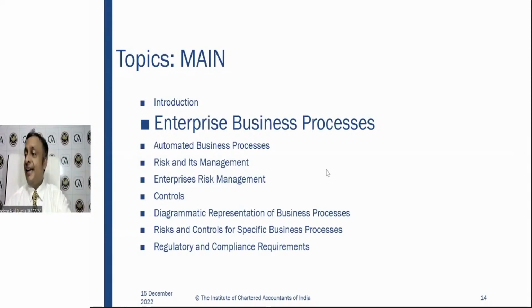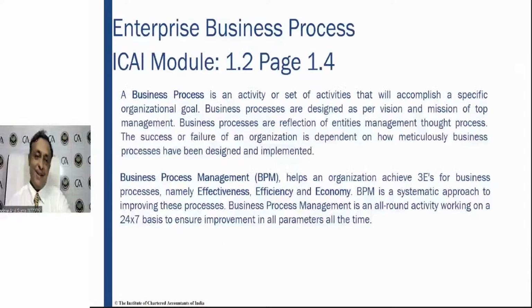Then talking about enterprise business process. Let us read through this. A business process is an activity or set of activities that will accomplish a specific organizational goal. Business processes are designed as per the vision and mission of top management. Business processes are a reflection of the entity's management thought process. The success or failure of an organization is dependent on how meticulously business processes have been designed and implemented.